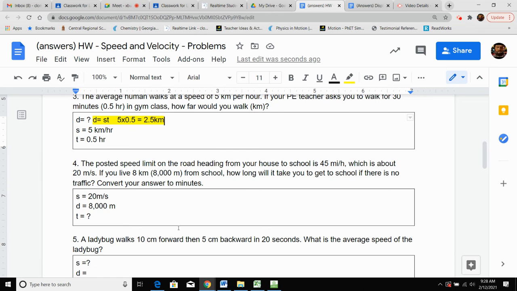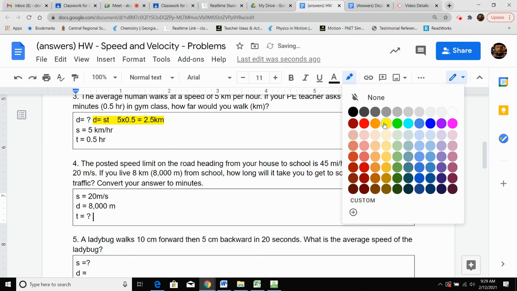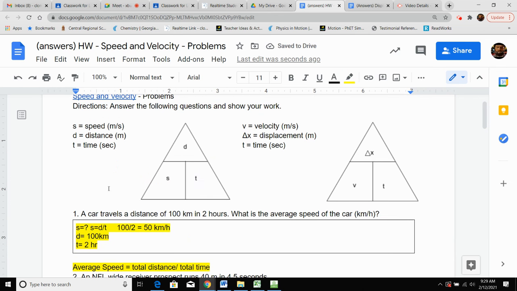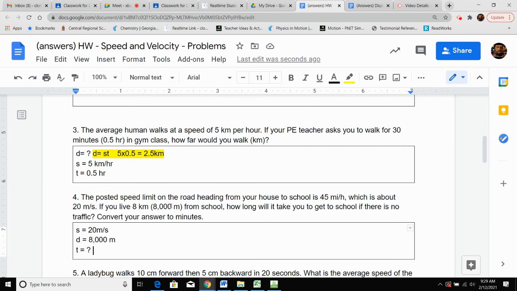In number 4, you're asked to solve for time. So you posted a speed limit on the road. The speed limit is 45 miles per hour, which is roughly 20 meters per second. And you live 8,000 meters from school. How long would it take you to get there if there is no traffic? So we're looking for time. So the equation for T in the speed triangle is what? If it's covering up T, I'm doing what divided by what? Very good.